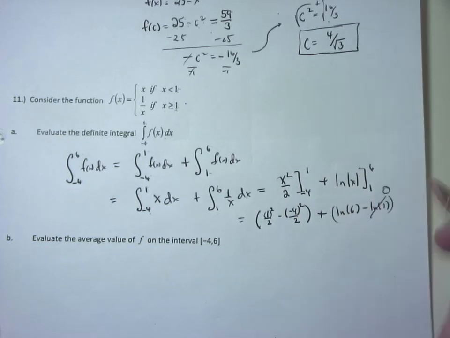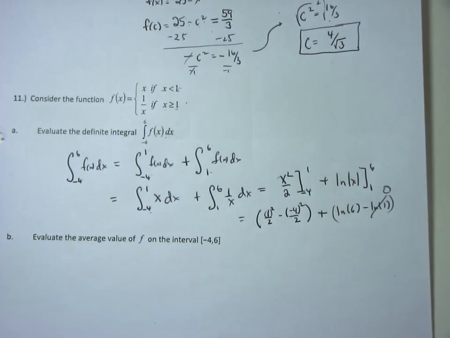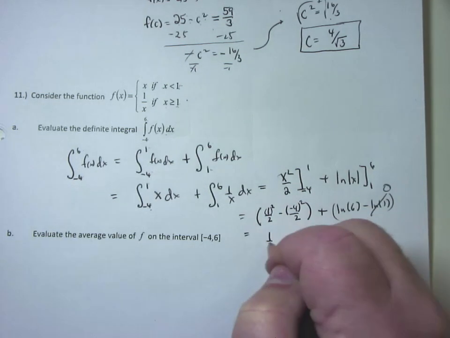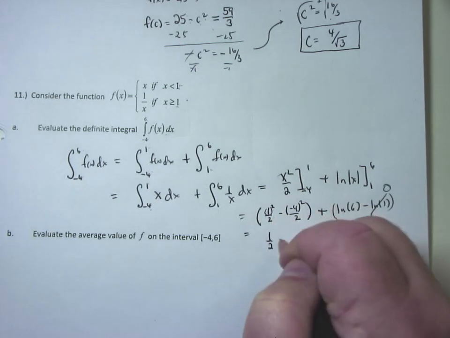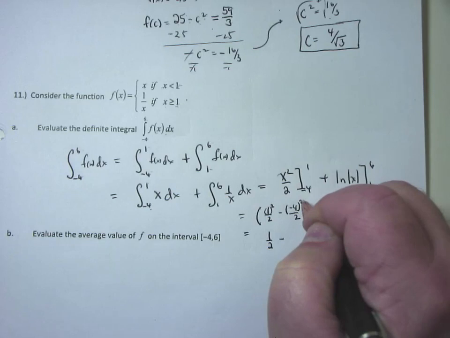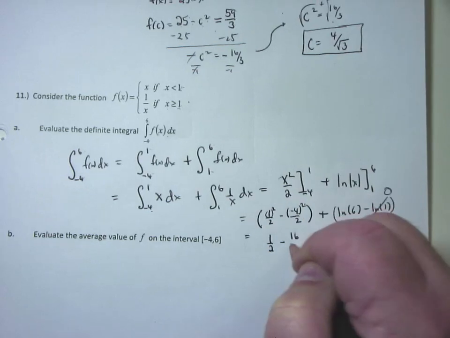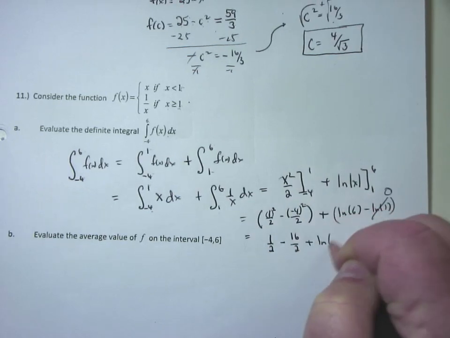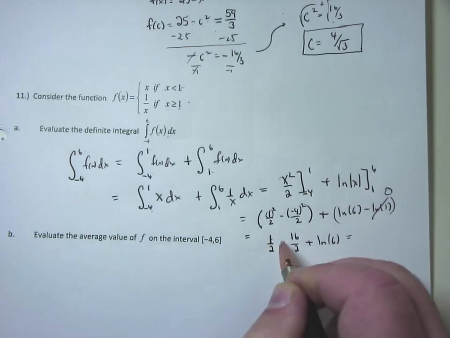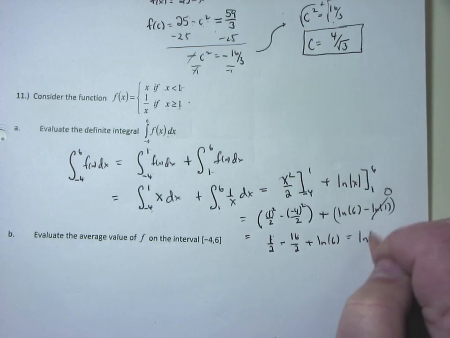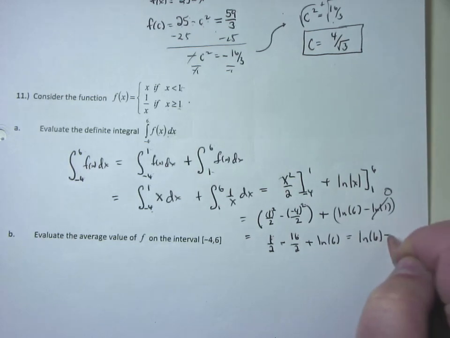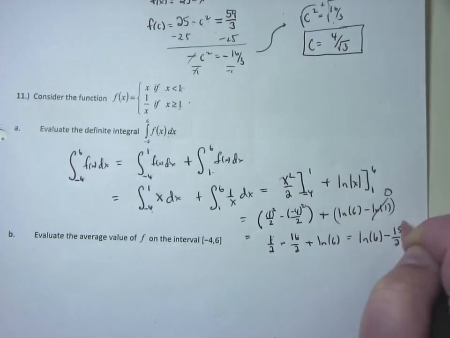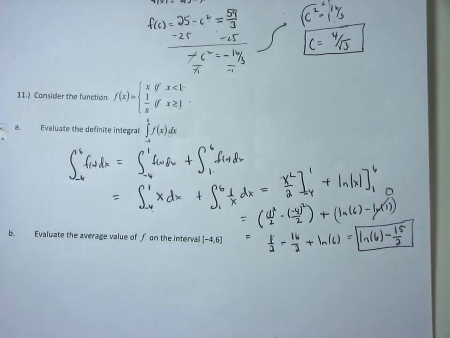Natural log of 1 is 0, things we know from junior high school or high school or whatever. This guy here is equal to 1 squared is 1 half minus -4 squared is what? 16 halves plus natural log of 6. And 1 half minus 16 halves, that'd be natural log of 6 minus 15 halves, makes the answer look better. There's my answer.